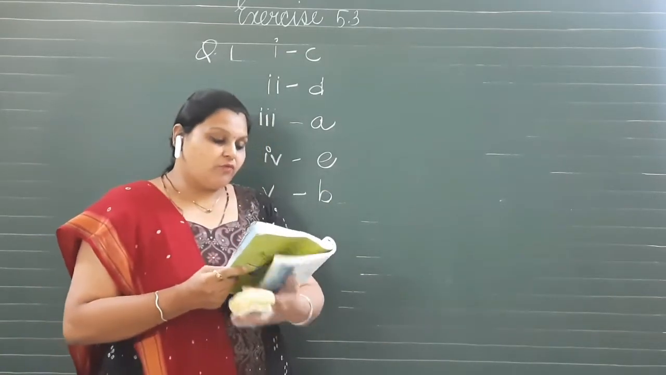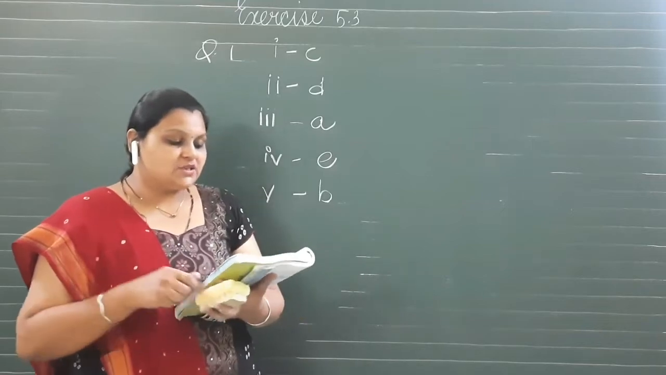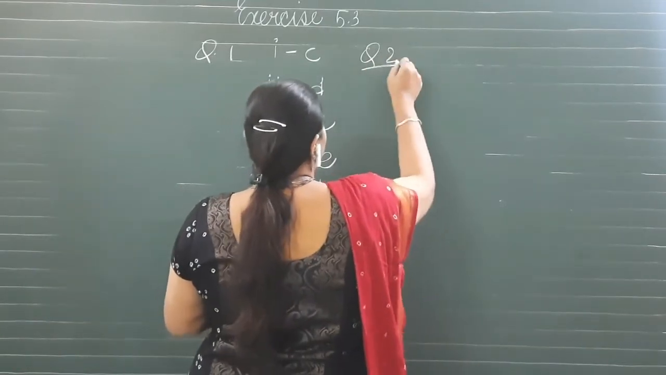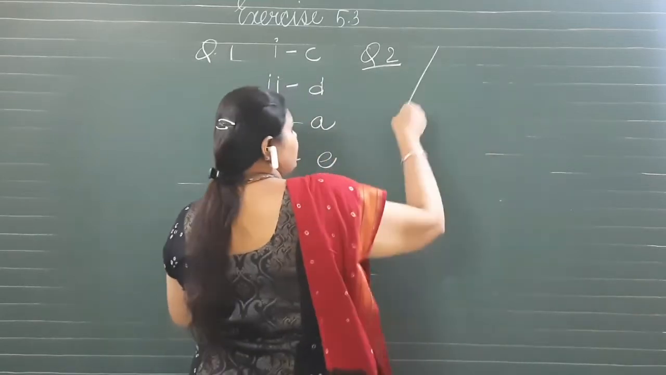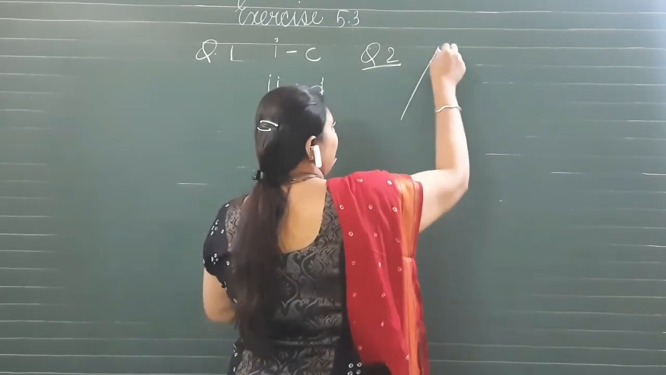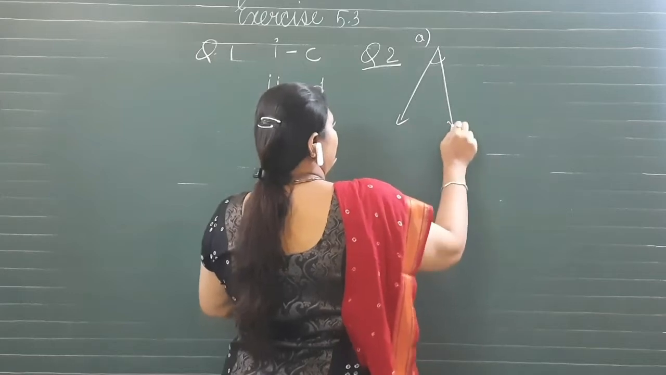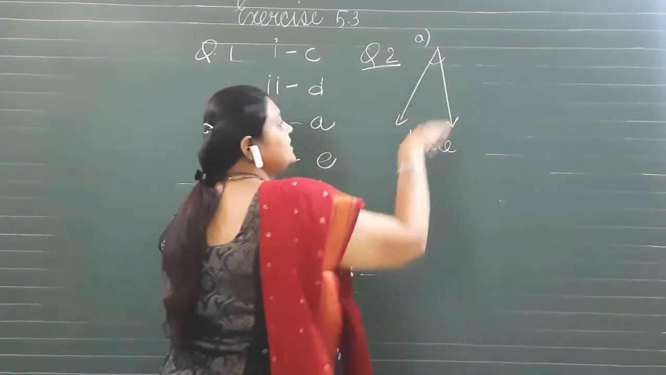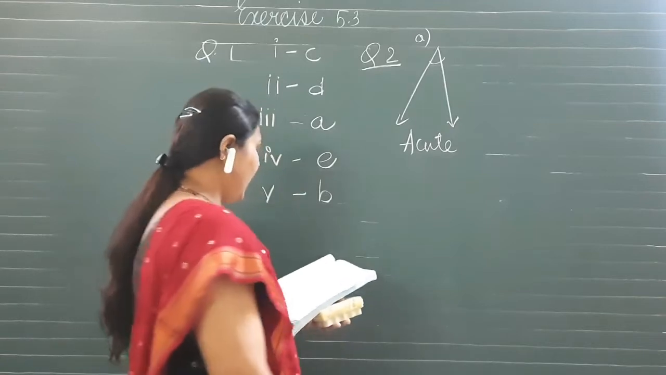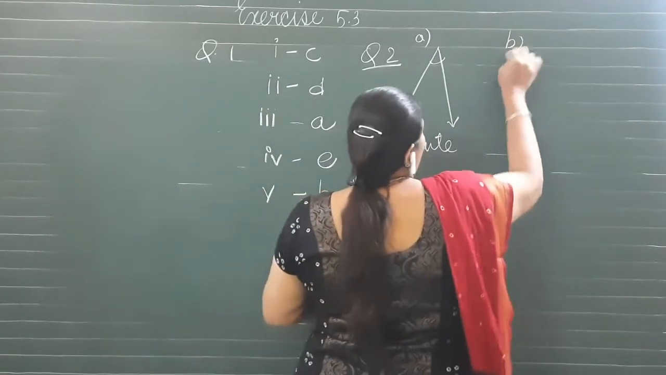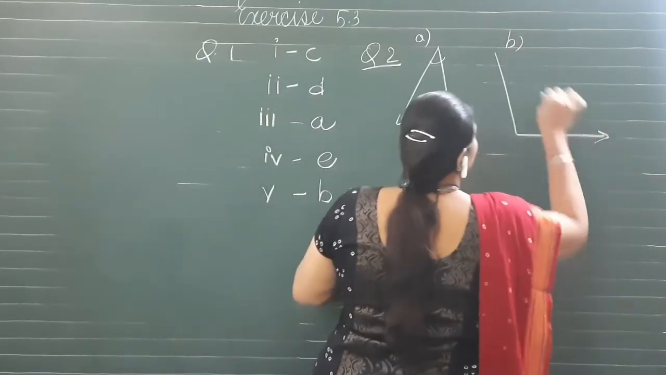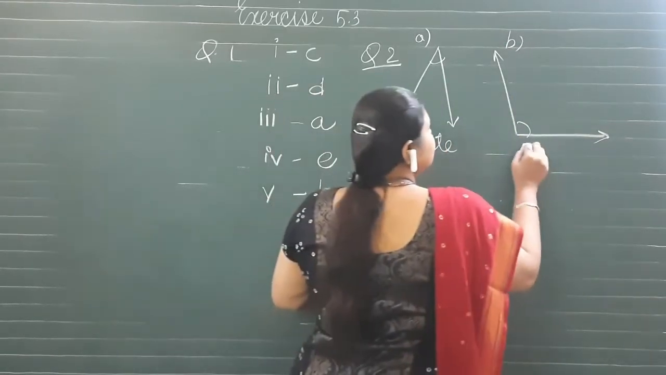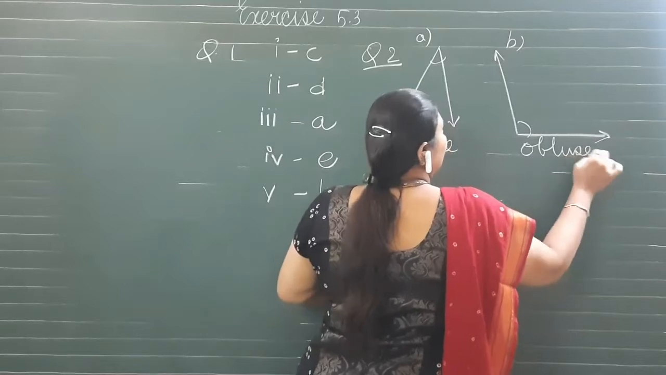Classify each one of the following as a right, straight, acute and obtuse angle. Here different angles are given. So very first, this angle A, this is an acute angle. It is less than 90 degree. So acute. Second one is greater than 90 degree. So it is obtuse.